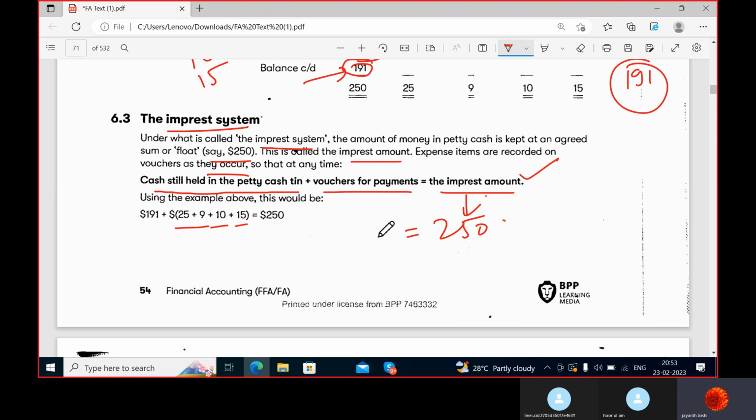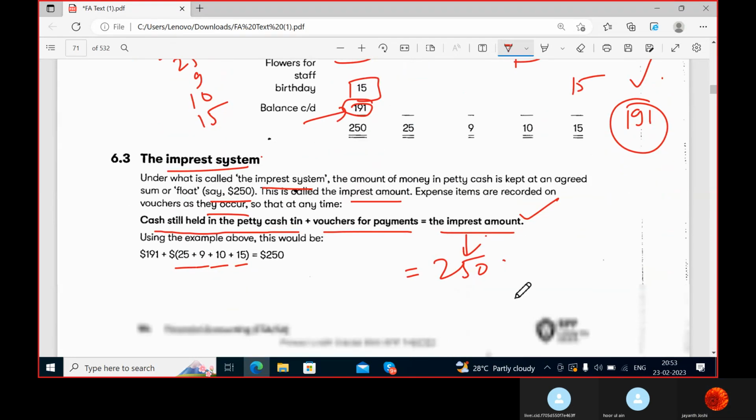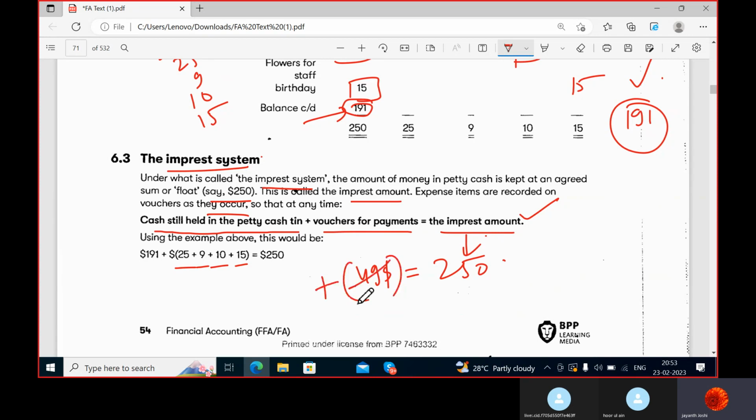So all in all, how much does that happen to be? Count it: 40, 50, 49, correct? So 49. This is your payment. I'll keep it like this. Now you tell me, what is the cash still held in the petty cash tin? Correct? Yes, sir.